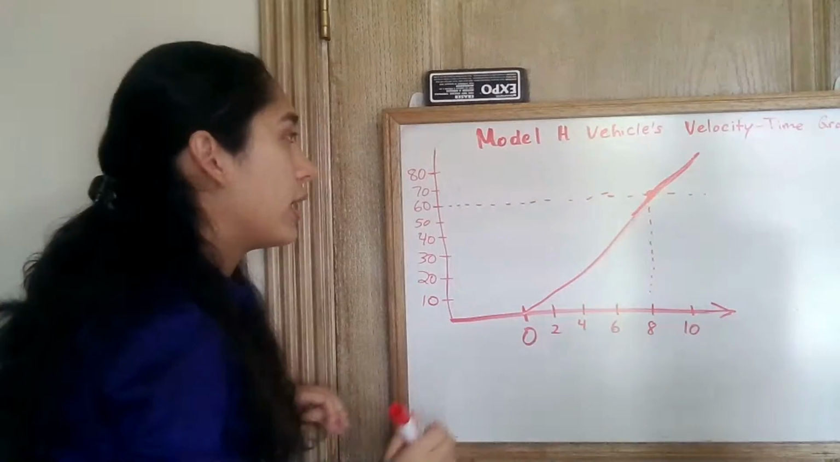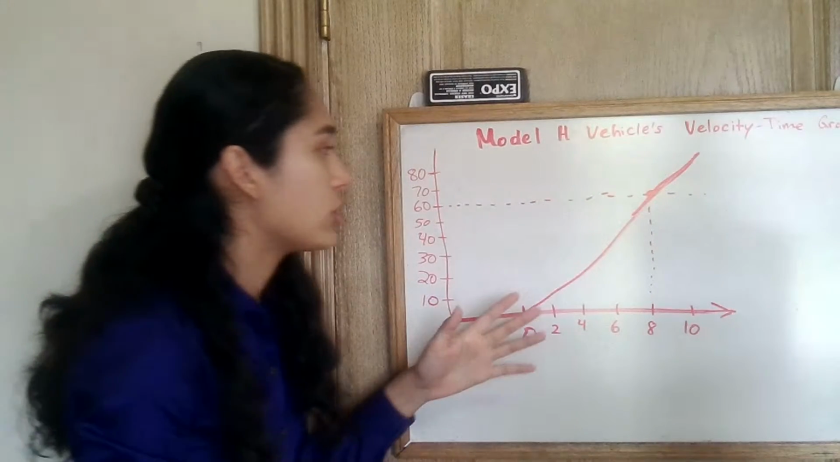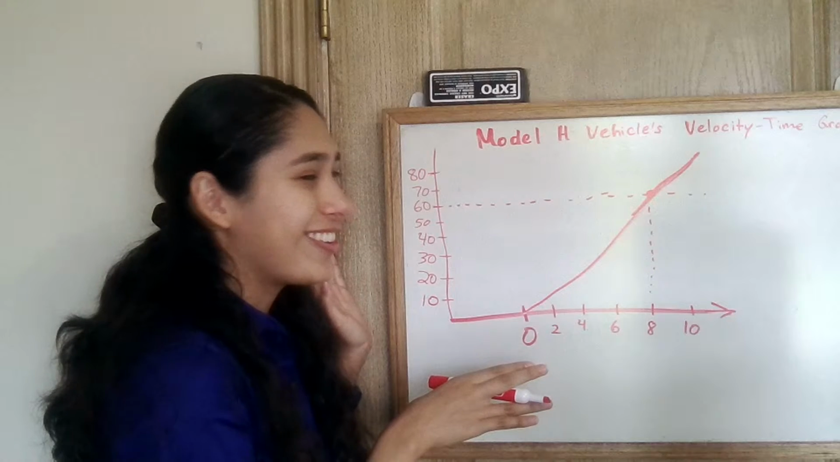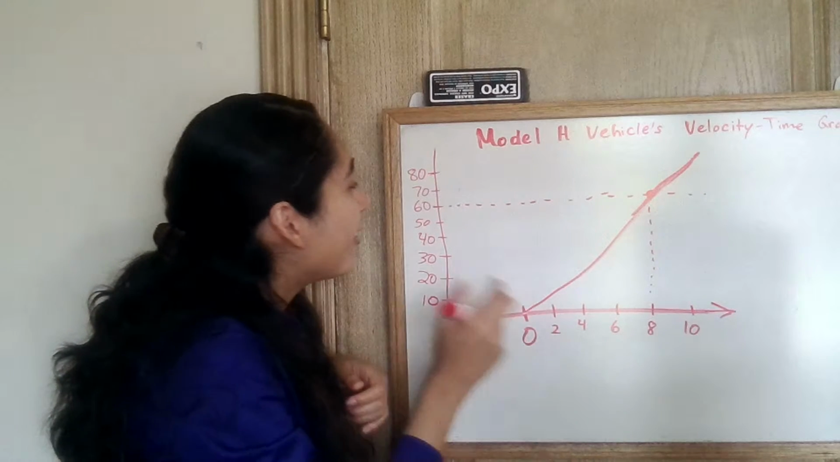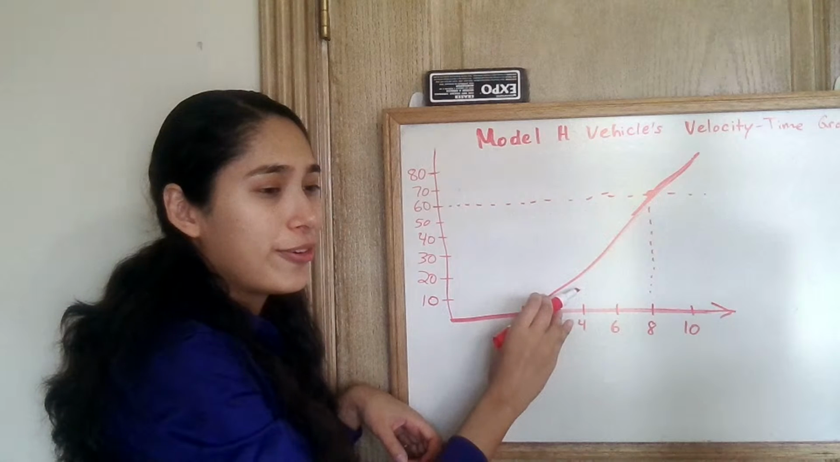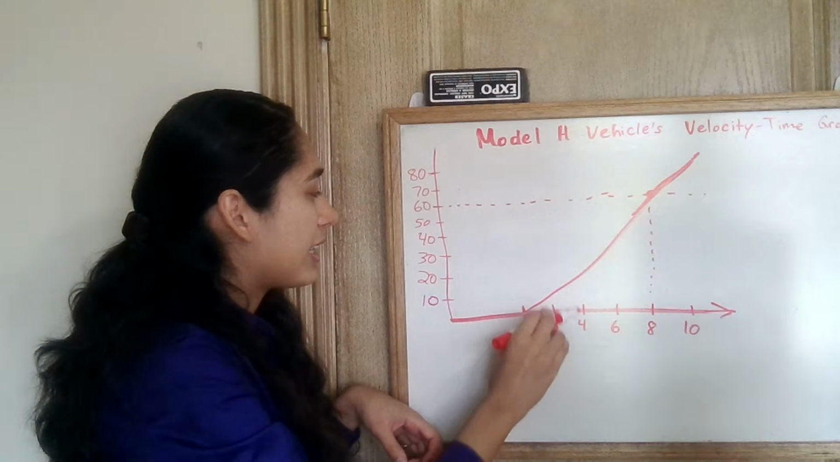Now the cool thing is, whenever you get a question that has a graph like this, you could cheat. They want to assume, like, what's the speed at 4 seconds.